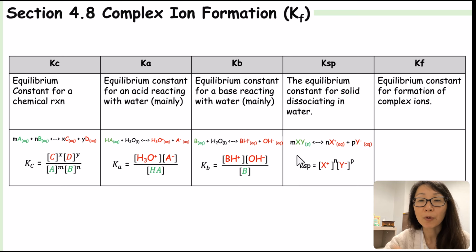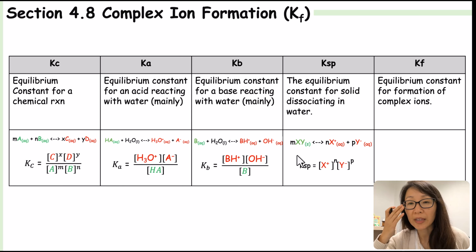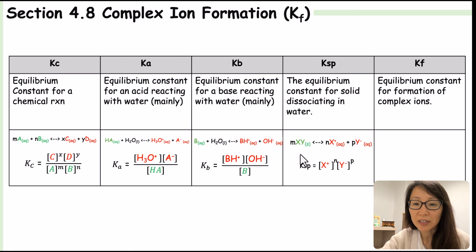What about for the formation of a solid, the Ksp? Here's my solid going into aqueous form, or the reverse would be formation of the solid. If I were to write a Ksp, I only included the aqueous species, and you'll notice that there's no denominator, because the reactant itself is a solid. So this shows the equilibrium constant of that solid dissociating in water.